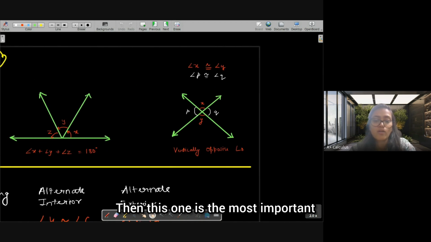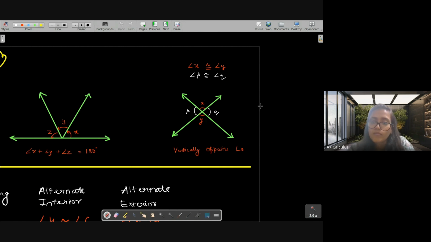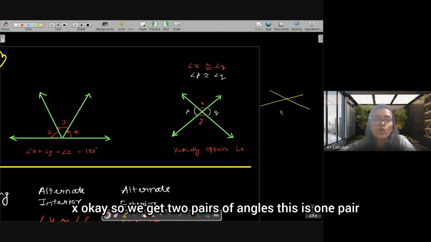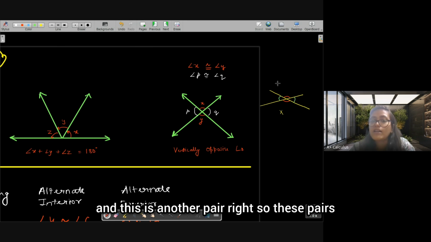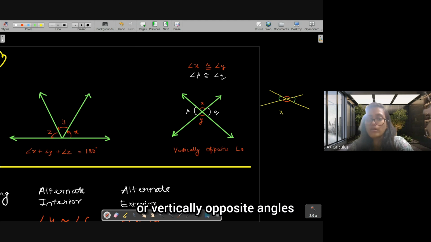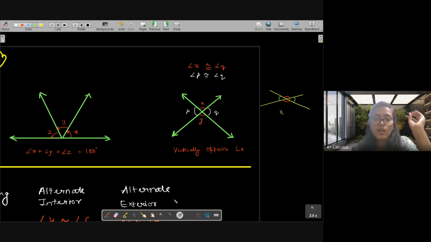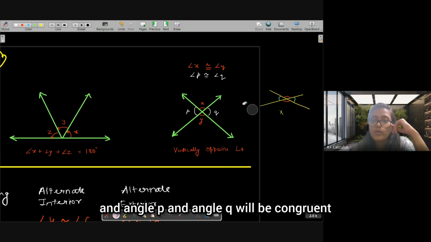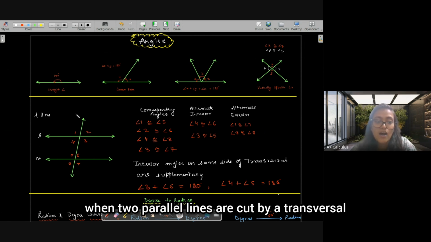Then this one is the most important, vertical angles or vertically opposite angles. Now, if you see an X, so you have two straight lines. If two straight lines intersect and you get an X, like the English letter X, we get two pairs of angles. This is one pair and this is another pair. These pairs are called vertical angles, and the property of vertical angles is that they are congruent. So here angle X and angle Y will be congruent, and angle P and angle Q will be congruent.